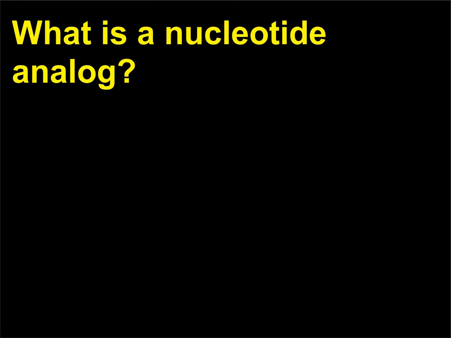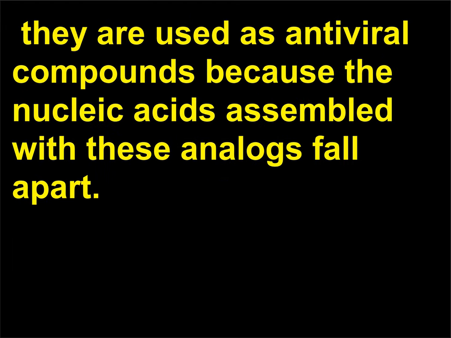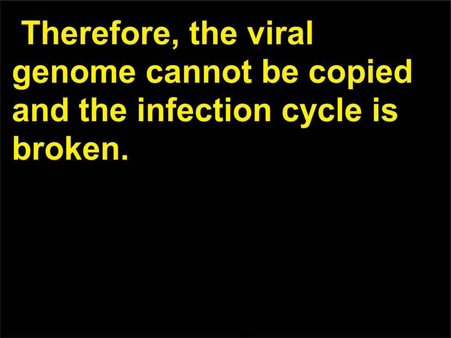What is a nucleotide analog? Nucleotide analogs are compounds that look like the nucleotides in DNA. They are used as antiviral compounds because the nucleic acids assembled with these analogs fall apart. Therefore, the viral genome cannot be copied and the infection cycle is broken.